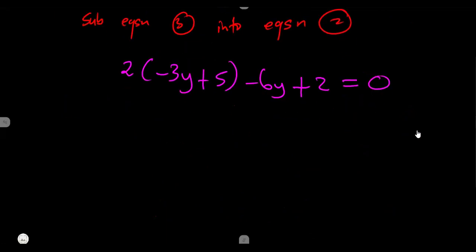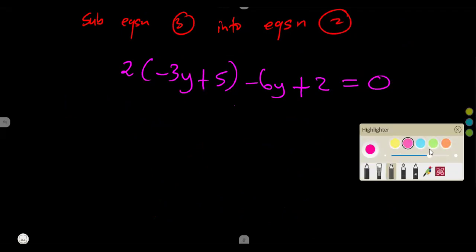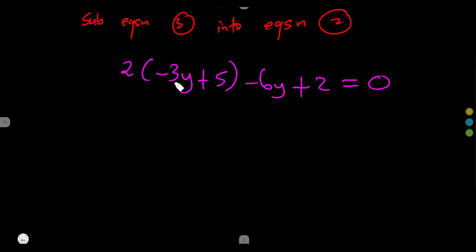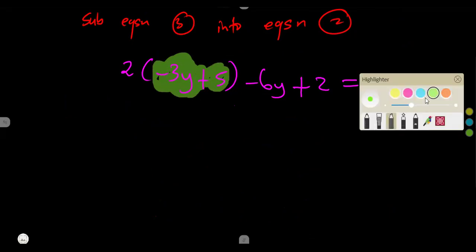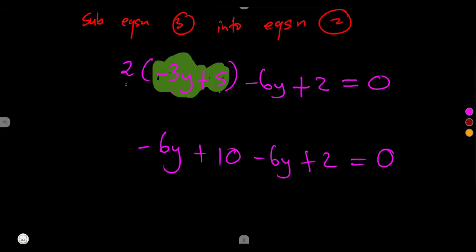So we can solve this equation expanding of brackets as we had before. Remember, your expansion of brackets, the 2 is going to multiply everything in this bracket. So what are we going to have at the end? Let's multiply 2 times negative 3. That's negative 6y. 2 times 5, which is positive 10. The rest as it is, minus 6y plus 2 is equal to 0.